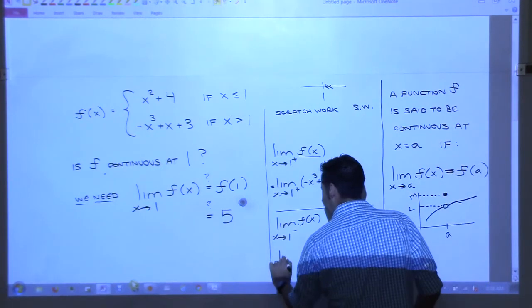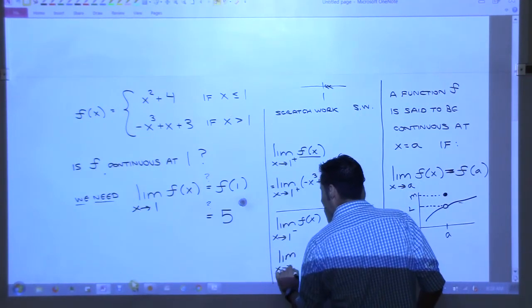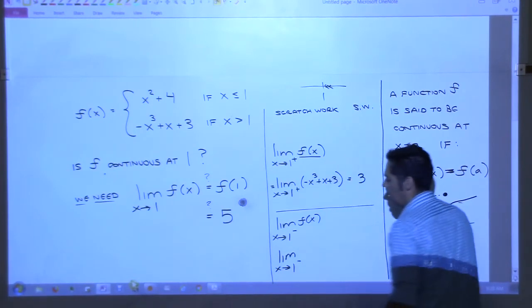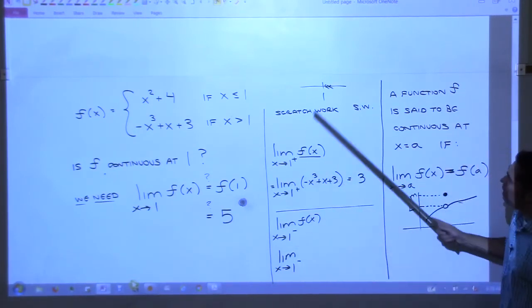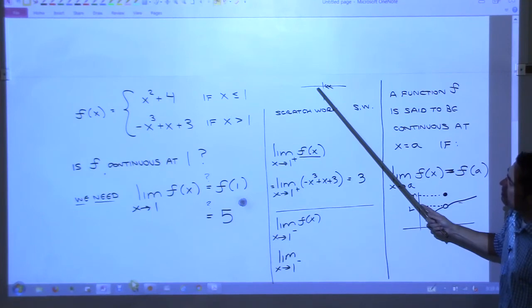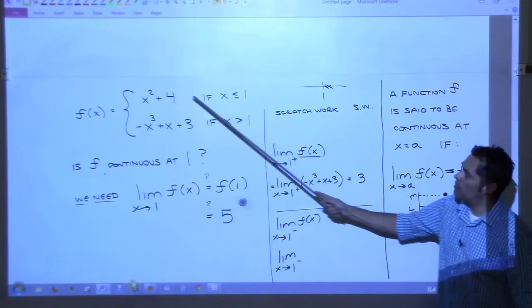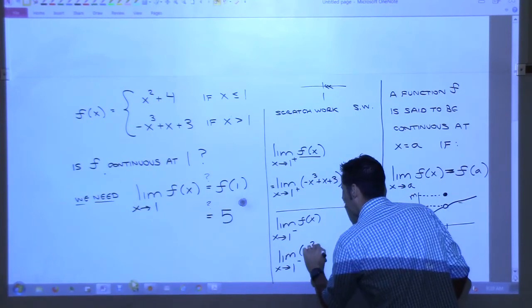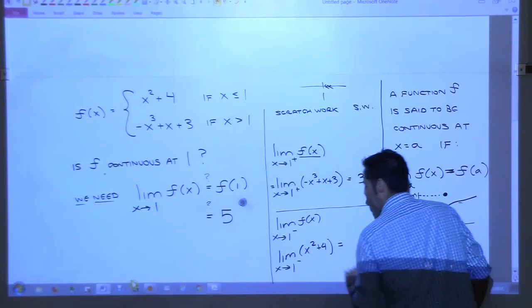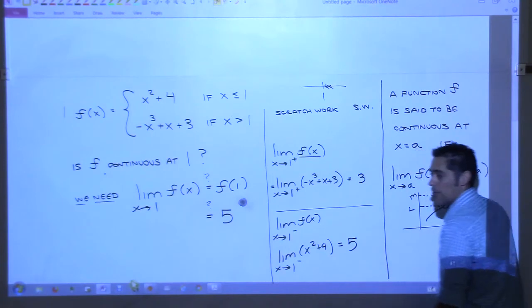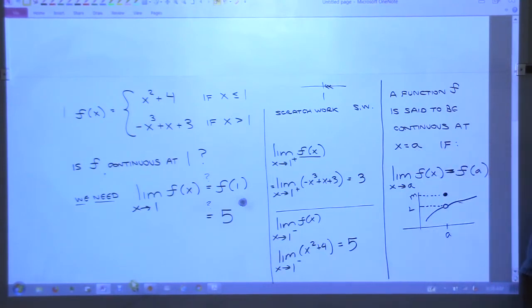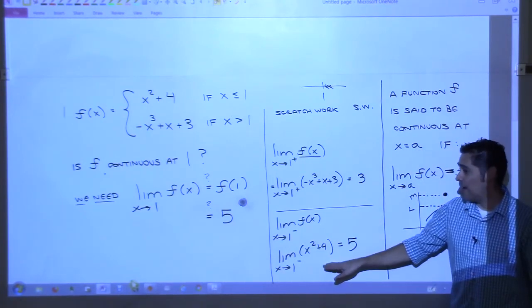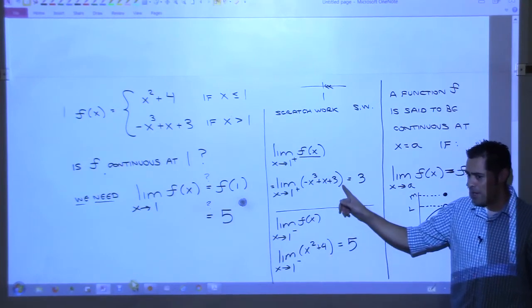But I'm going to continue, and I'm going to work this limit out also, just to show you. This limit, as x approaches 1 from the left: if I'm to the left of 1, I'm over here on this side, and that means I'm going to be less than 1, so I'm using this function. So I put x squared plus 4 here, and what is this limit? That's 5, okay? So this is actually good, but this one isn't.